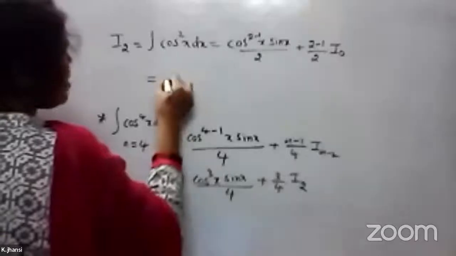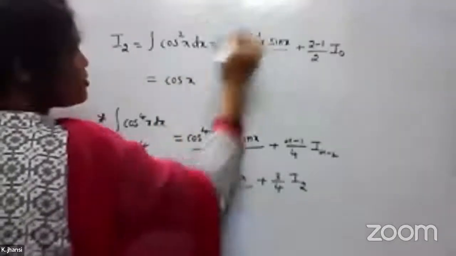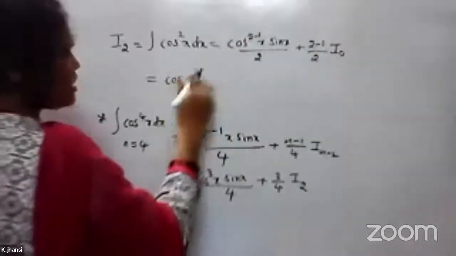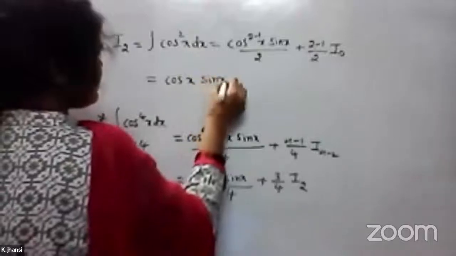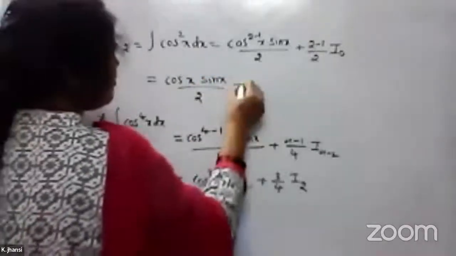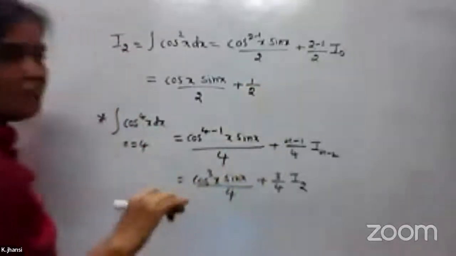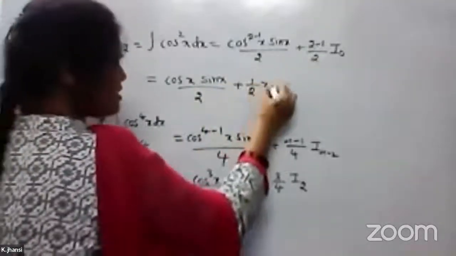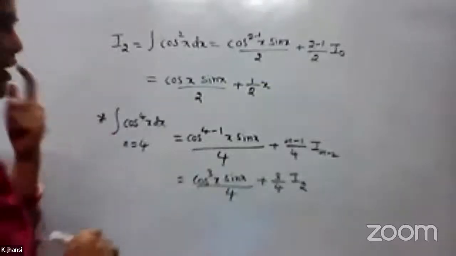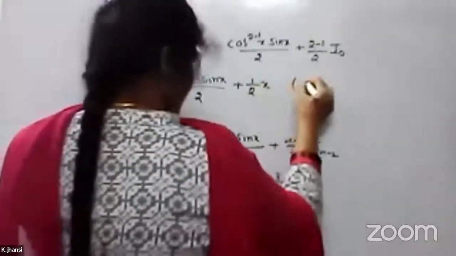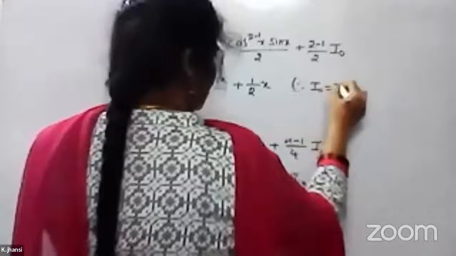So it is cos to the power of x. So cos to the power of 2 minus 1 is 1. So cos x sin x by 2 plus 2 minus 1 is 1, 1 by 2. And if it is an even number, I0 value is x. So in place of I0, we can write x. You can write here since I0 is x.